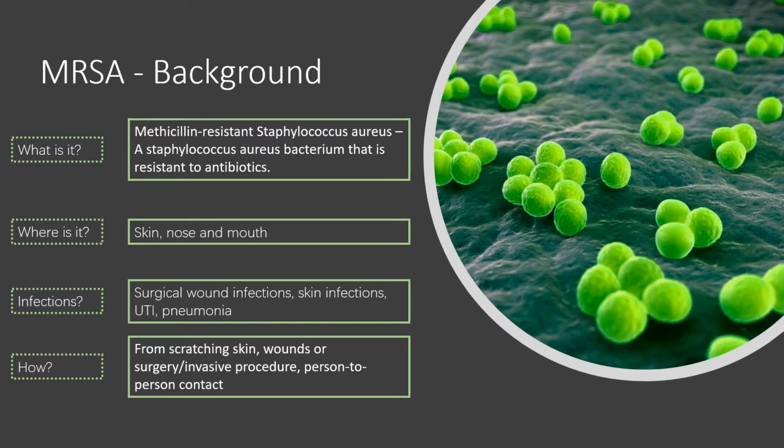MRSA, also known as methicillin-resistant Staphylococcus aureus, is a Staphylococcus aureus bacterium that is resistant to antibiotics. It is a bacterium that commonly lives on the skin, nose, or mouth and causes infections in different parts of the human body. These infections typically occur in people who have been in healthcare settings or hospitals who undergo invasive procedures such as surgery. Other infections caused by this bacterium include skin infections and pneumonia.